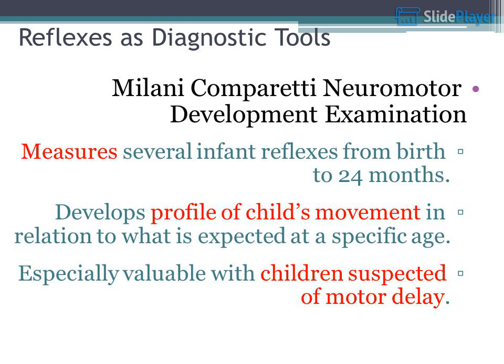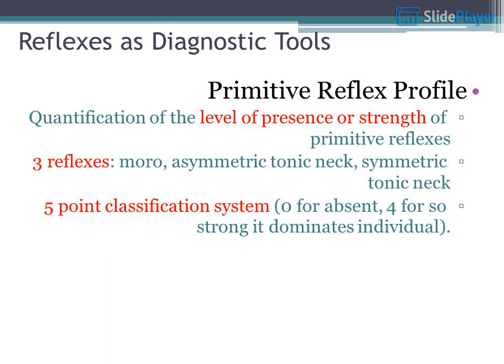The Milani-Comparetti Neuromotor Development Examination measures several infant reflexes from birth to 24 months. It develops a profile of the child's movement in relation to what is expected at a specific age. It is especially valuable with children suspected of motor delay. Reflexes as diagnostic tools.